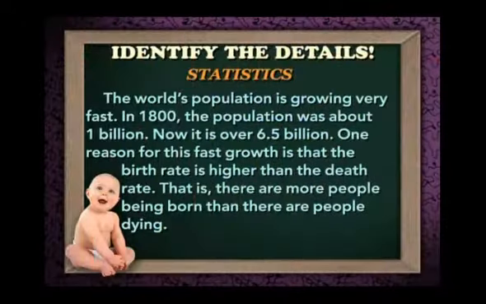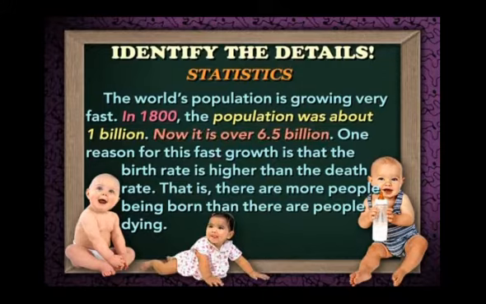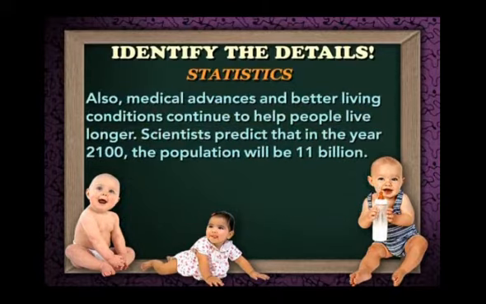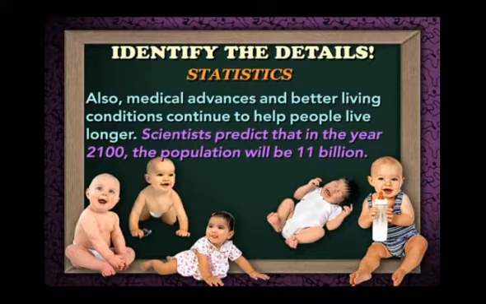These details are statistics because they're numbers. Take a look at some of the numbers we have here. In 1800, the population was 1 billion. Now it is over 6.5 billion. Skipping down to the bottom, we have scientists predict that in the year 2100, the population will be 11 billion. So I've got 1, 2, 3, 4, 5 very good numbers here. This shows me that the majority of the facts in this paragraph are statistics.